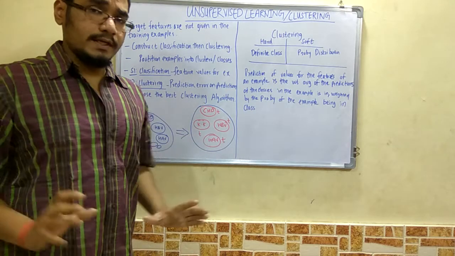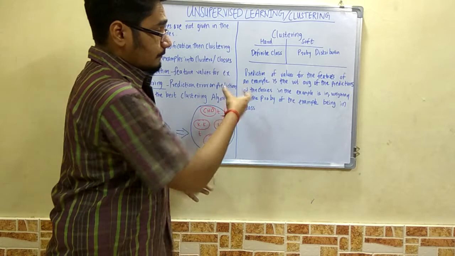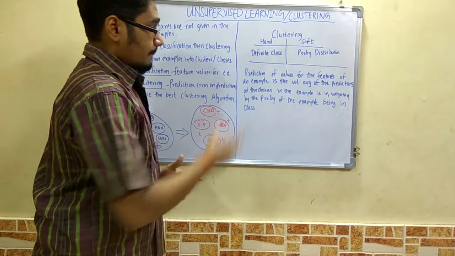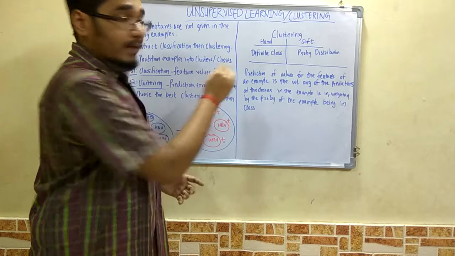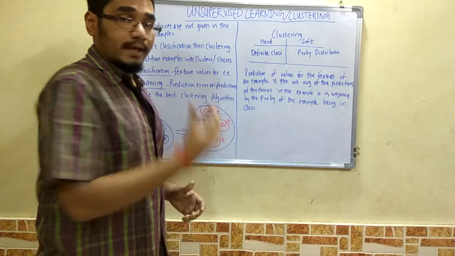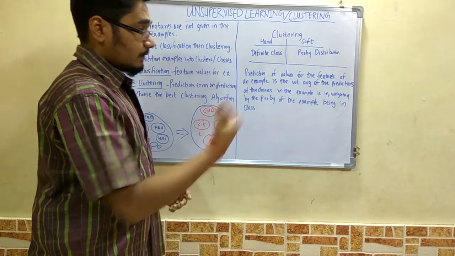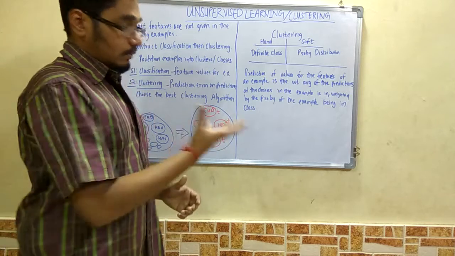Next, there is a broad statement made in unsupervised learning. It says that the prediction of values for the features of an example is the weighted average of the predictions of the classes, weighted by the probability of the example being in the class. Now what does it mean?